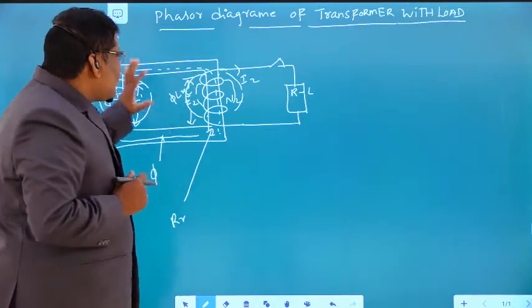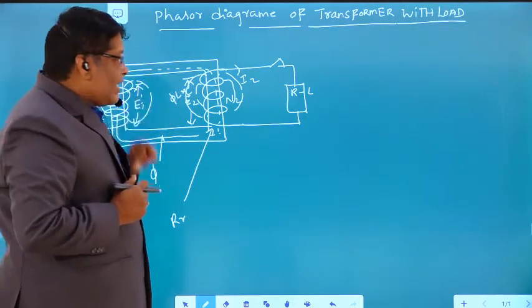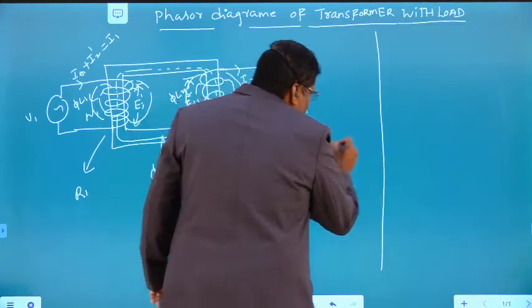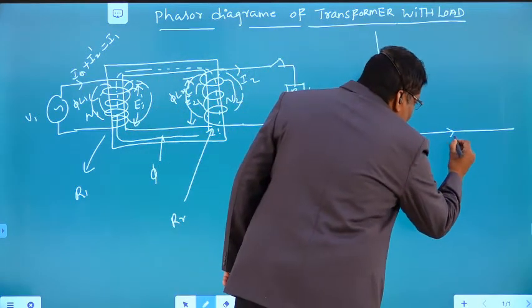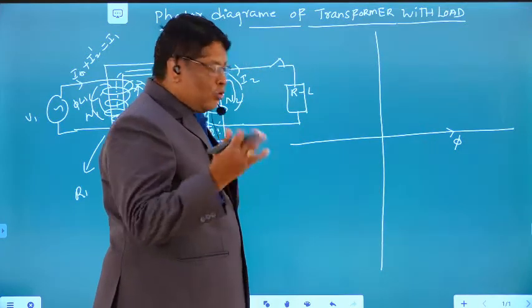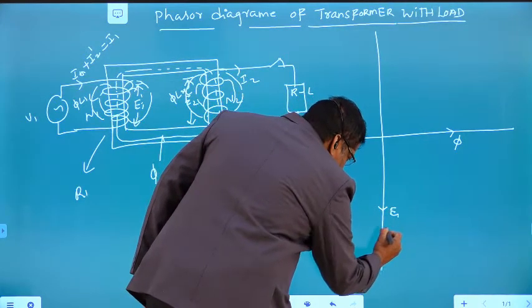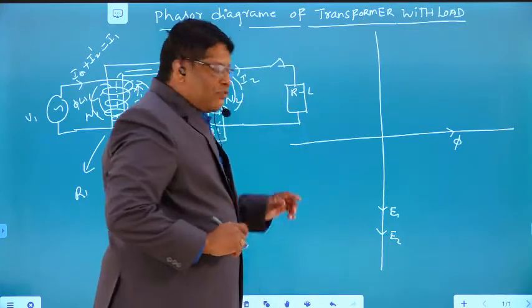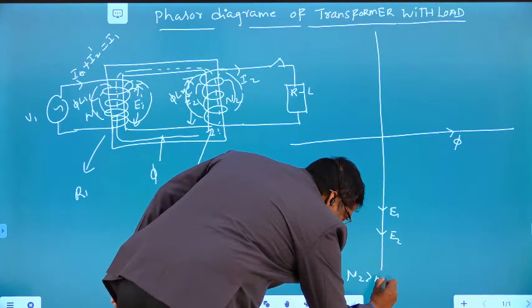Now, to represent the phasor diagram, again you take the vertical axis and x-axis here. On the x-axis, first you take the mutual flux, which is constant from no load to full load. So this is E1, this is E2. In this case, we have taken N2 greater than N1.